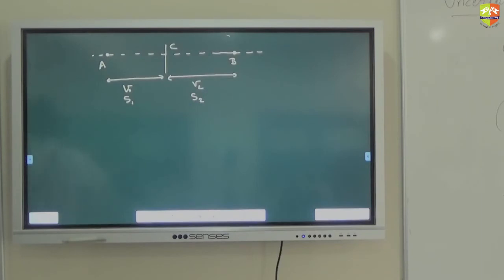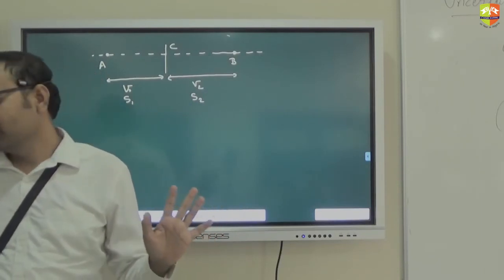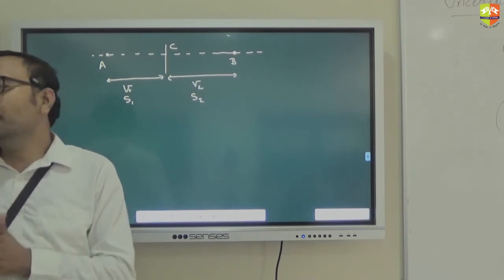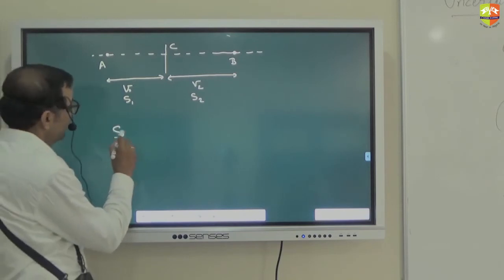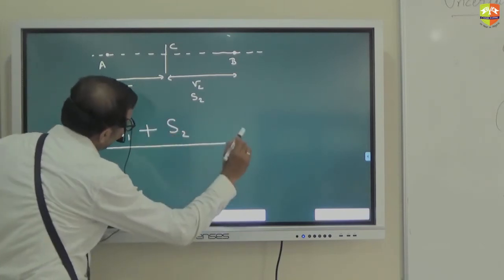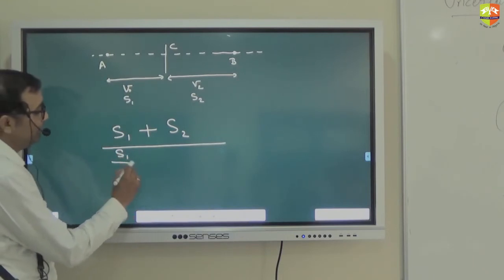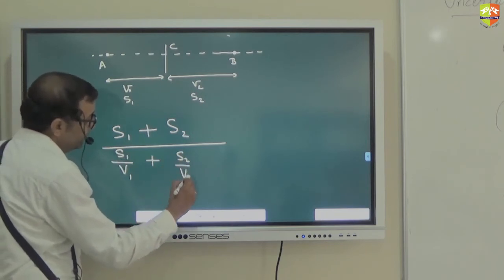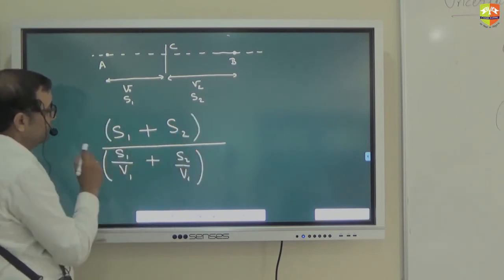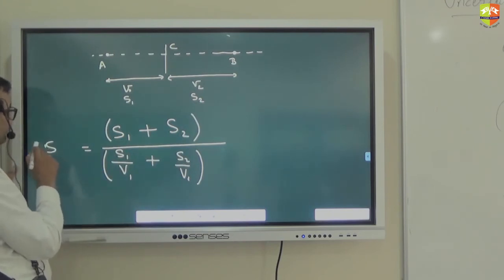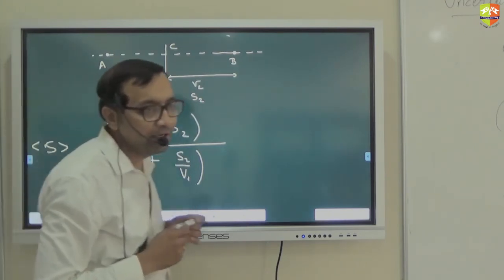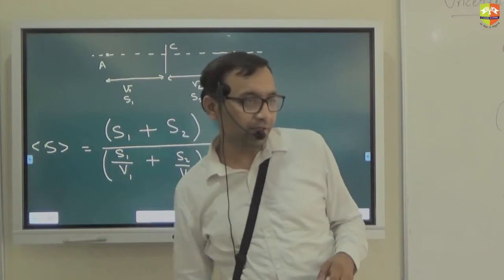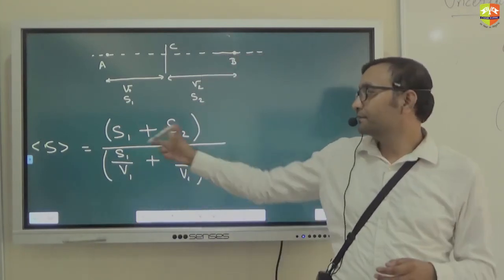The formula is total distance by total time. Things are very simple. You are making it complicated. Total distance is how much? S1 plus S2 is total distance. Total time is what? S1 by V1 is the time from A to C, plus S2 by V2. So this is total time, this is total distance, and this is the average speed. What about average velocity? It is the same, because everything is going in the same direction.